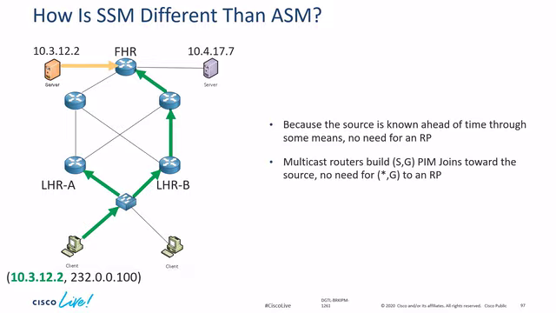So in SSM, because we know who the source is, the PIM joins, the RPF checks, everything's based on the source, not on the rendezvous point. We don't need any kind of a star, G or any source join because we know exactly where to forward that PIM join and get that multicast traffic flowing.